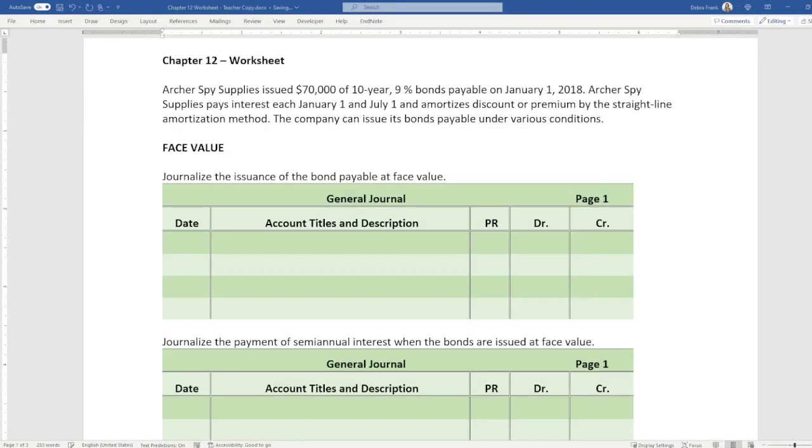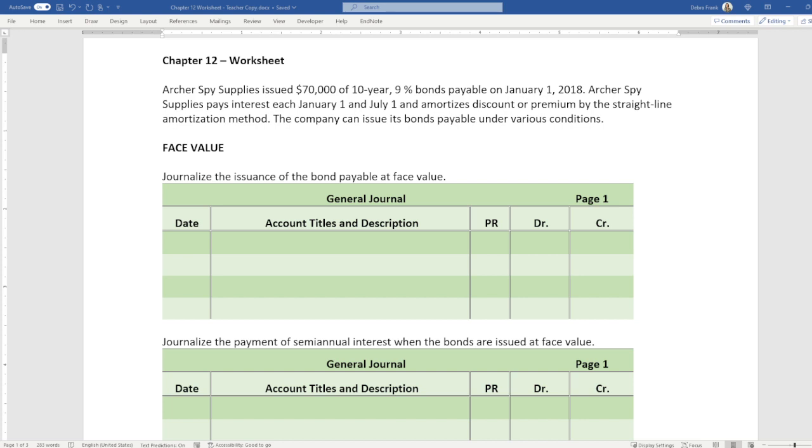Okay, here we are with chapter 12. We're going to practice three different types of bonds. We're going to practice if a bond was issued at face value, at discount, and then at premium. So in this first video, we'll just practice if it's issued at face value.